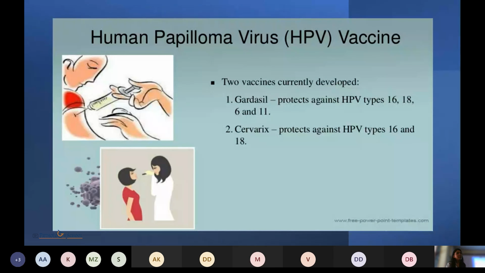So this is the human papillomavirus vaccine. It should ideally be taken in the prepubertal stage by both males and females, and it can now even be taken up to the age of 35. There are two vaccines that are available in the market.